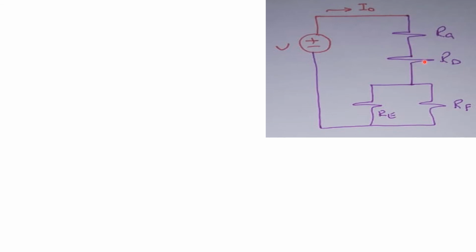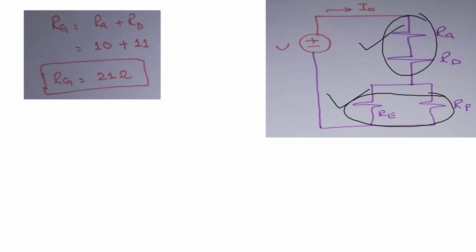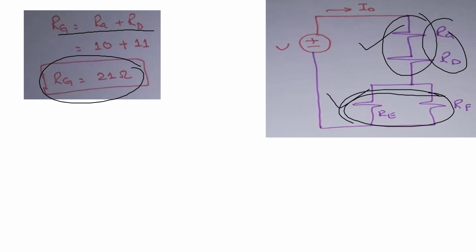RA, RD, from here it is basically a Y network. This is basically a Y network which we found in the previous slide. So now from the figure you will see that these two resistors are in series, these two resistors are in parallel. Now you have to find the series resistance and this parallel resistance. We say that RG is the resultant of RA and RD. You will see that RG is equal to RA plus RD. When you substitute the values of RA and RD, you will get the value of RG, which is equal to 21 ohms.